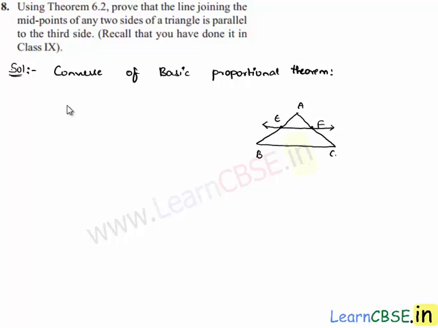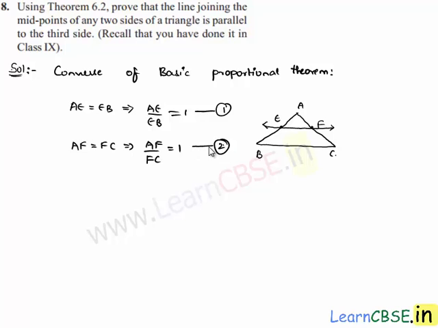As E is the midpoint of AB, we can say that AE is equal to EB, which implies AE by EB is equal to 1. So let it be as equation number 1. And also F is midpoint of AC, so we can say that AF is equal to FC, which implies AF by FC is equal to 1, which is nothing but equation 2. As equation 1 and equation 2 have the right hand side as 1, we can equate the left hand side, that is AE by EB is equal to AF by FC.